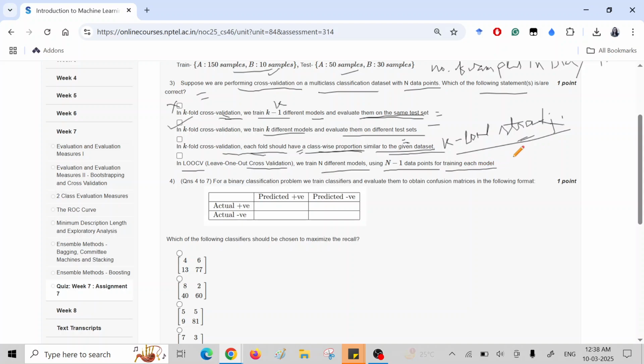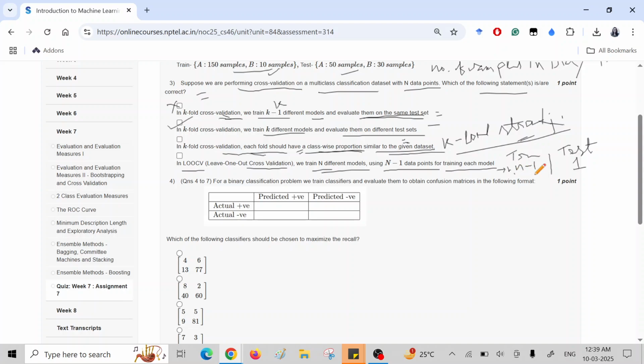Yes, that is correct. Leave one out cross validation is an extreme type of k-fold cross validation, where if the total number of data points is n, we use n minus 1 samples for training, whereas for testing we use the one left out. That is for iteration 1. Then we will keep on running these iterations for n different models. This is for the first model.